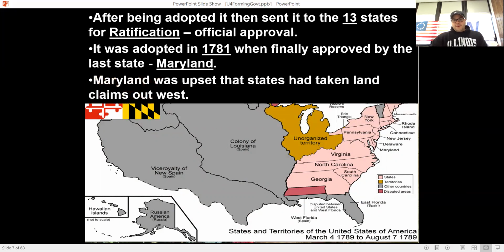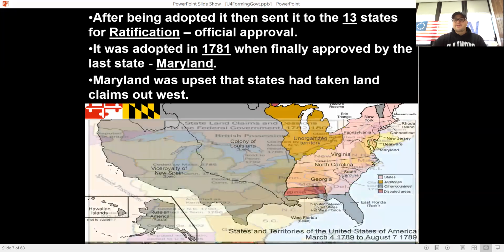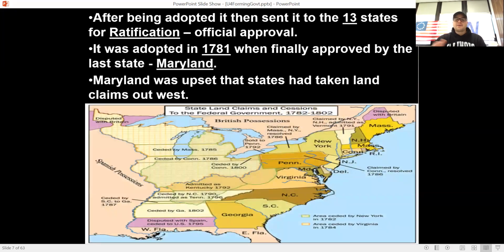The main reason Maryland is upset is because states such as Virginia, North Carolina, Georgia, and some northern states have already staked claims out there in the Ohio River Valley, the unorganized territory. Maryland is upset because it's very difficult for them to expand their border into those territories, and they believe it's not fair that other states can increase their size by claiming land in the unorganized territory.